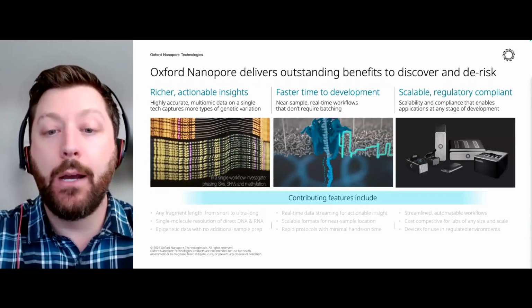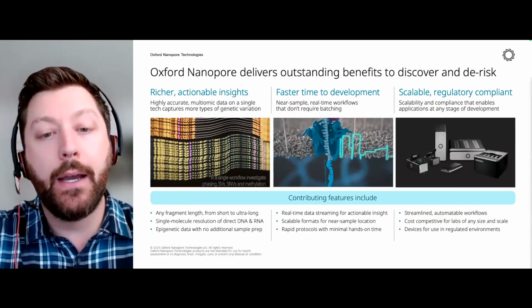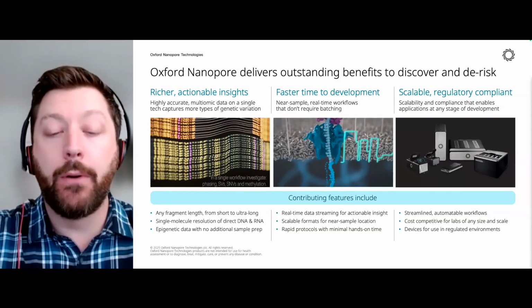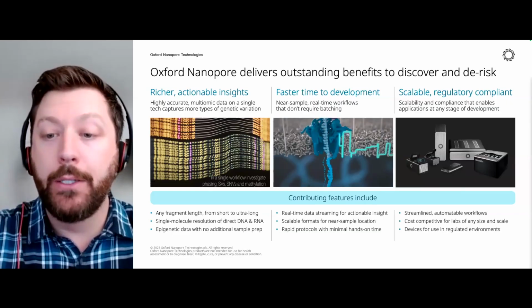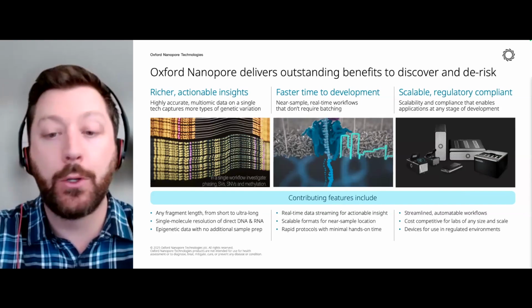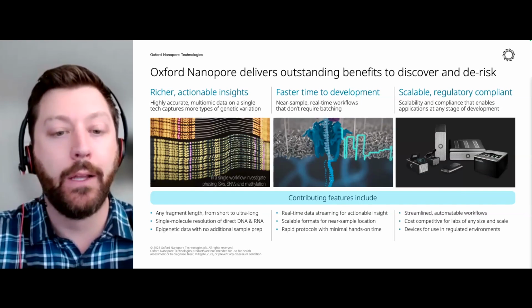To wrap up, we've seen how Oxford Nanopore delivers a differentiated platform, one that's helping redefine analytical standards across the biopharma industry. First, it provides richer, more actionable insights, capturing single molecule, multi-omic data that reveals not only sequence information, but also structural variants, base modifications, and methylation patterns, all from a single workflow.